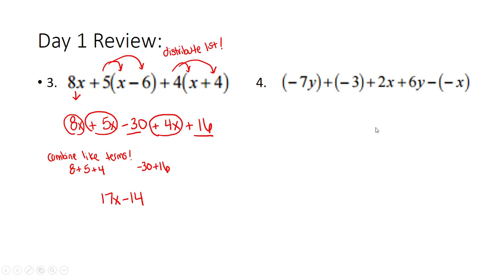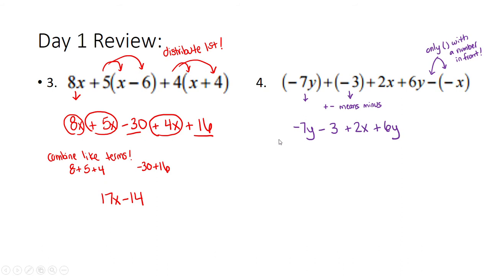On number 4, really the only thing you have to worry about right here is the minus parentheses minus x. Everything else, the parentheses don't have a number in front. So it's like I don't even need this parentheses or this parentheses. So I could rewrite everything so far until we get to this minus parentheses minus x. Another thing to note here is the plus negative 3. Plus negative just means minus, so I don't need to write plus negative sign, just like in the previous problem. So right now I have negative 7y minus 3 plus 2x plus 7y.